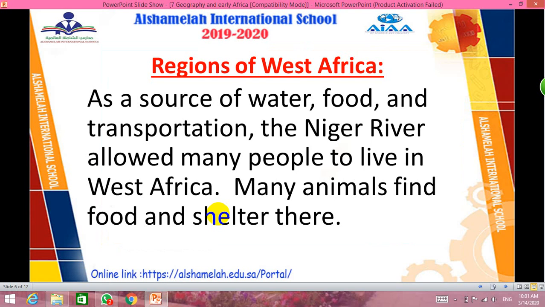Here we have regions of West Africa. Regions means areas. As a source of water, food, and transportation, the Niger River allowed many people to live in West Africa. Many animals find food and shelter there.